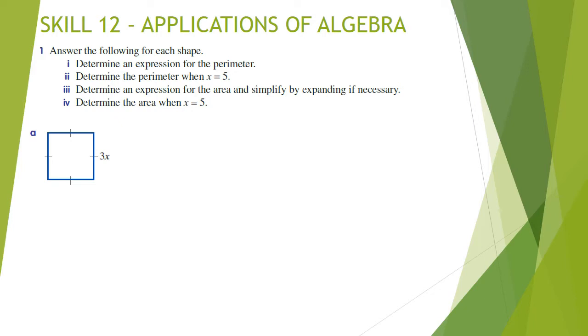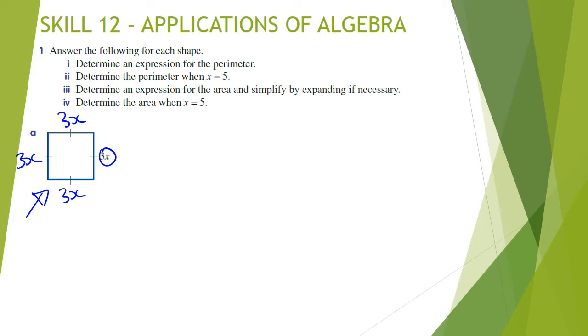So, looking at question 1, there are 4 parts to the question. Here's our shape here. We've got a square, and all the lengths on the square are 3x. So if you need to label it to make it really clear, you can put 3x on every edge.